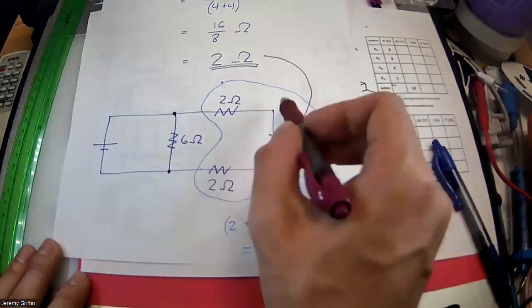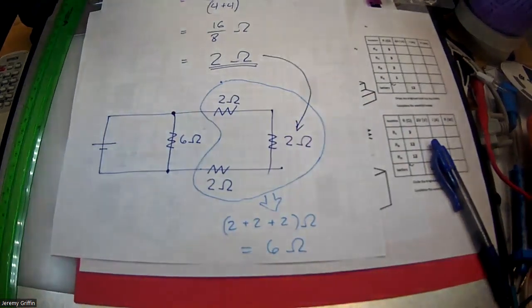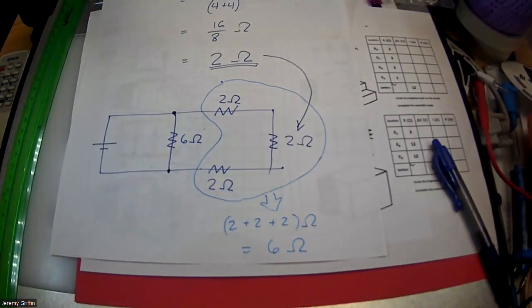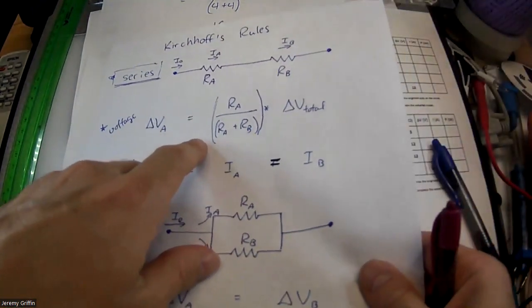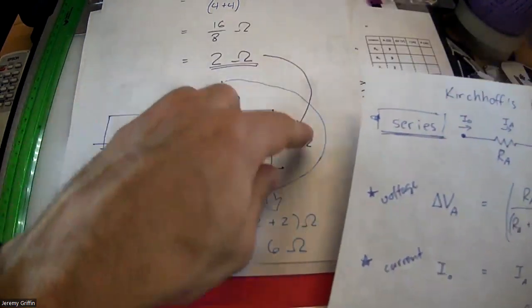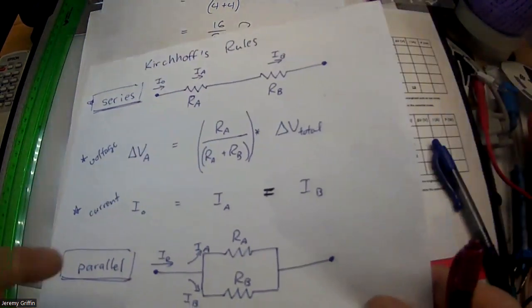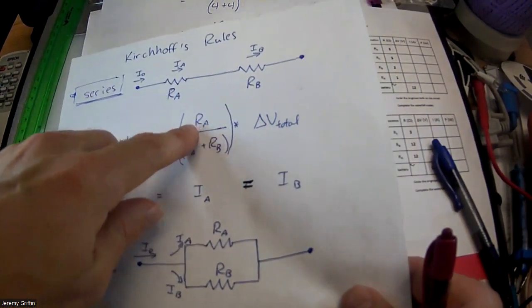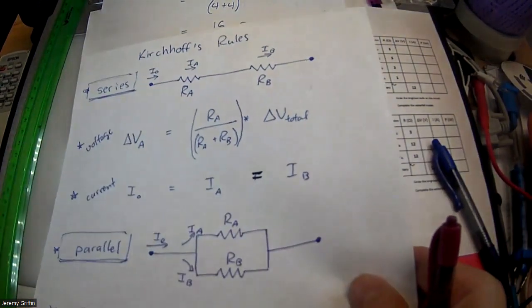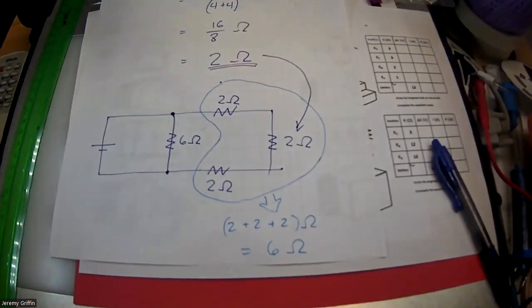So it's going to drop a little bit, a little bit, a little bit, proportional to each resistor. Because this does look like series, doesn't it? Series, right? You guys see series? Right. So I'm going to do this right here.